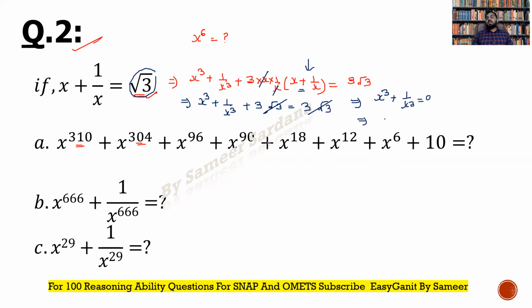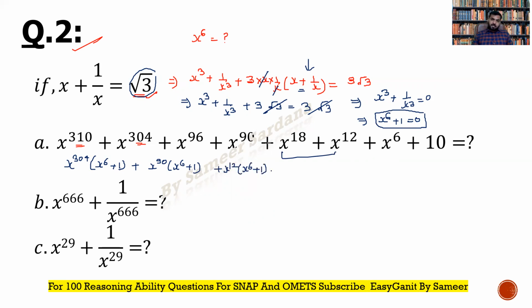You can take x power 3 as LCM, and finally you will have x power 6 plus 1 equal to 0. Now, the moment you get to know this result, you can answer all the questions. Can I take x power 304 common from this? This would be now x power 6 plus 1. This is x power 90. This will be x power 6 plus 1. Take x power 12 common from this. You'll have x power 6 plus 1 in the bracket.